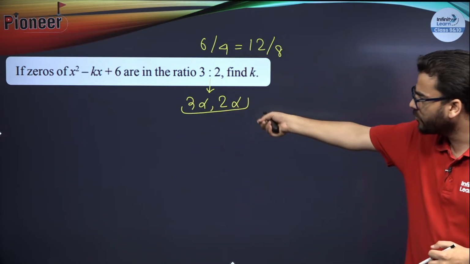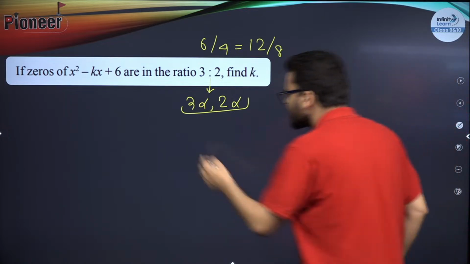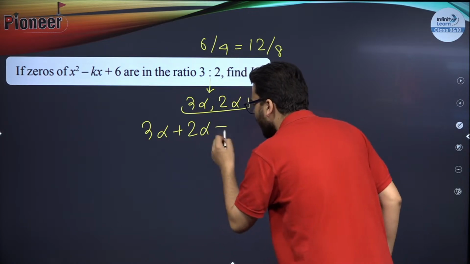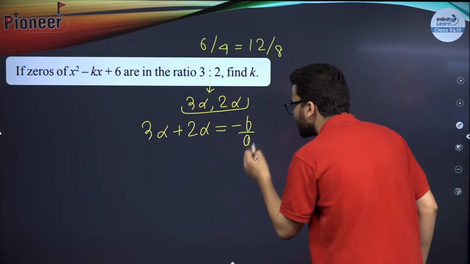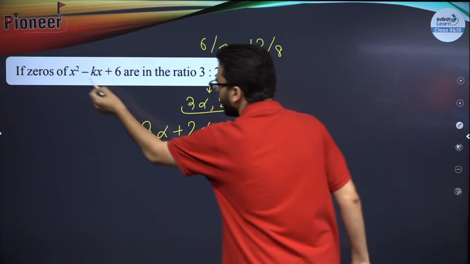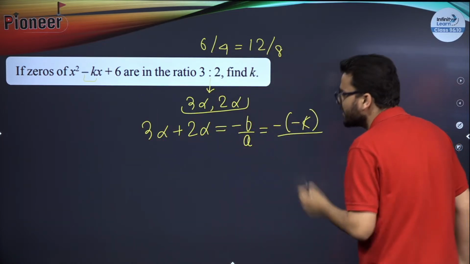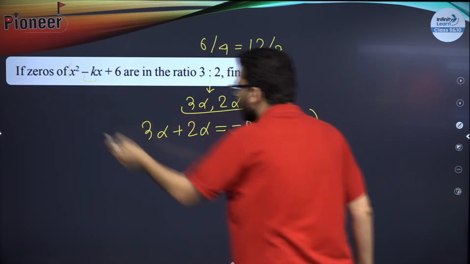Now over here you have to use both the things. You have to use the sum of zeros as well. The sum of the zeros will be 3 alpha plus 2 alpha. That is equal to minus b by a. So it is minus of b, where b is the coefficient of x, that is minus k, and a is the coefficient of x square, that is 1 only.